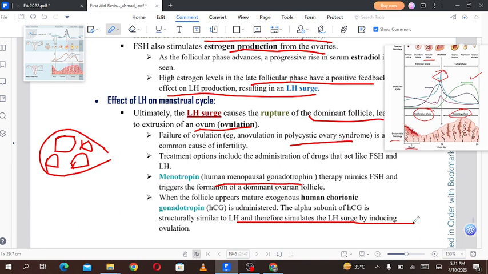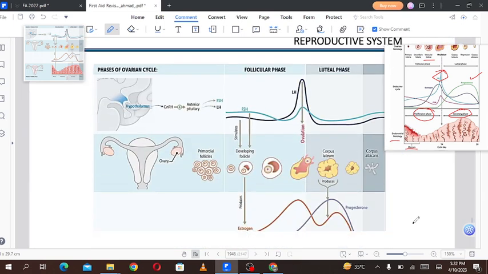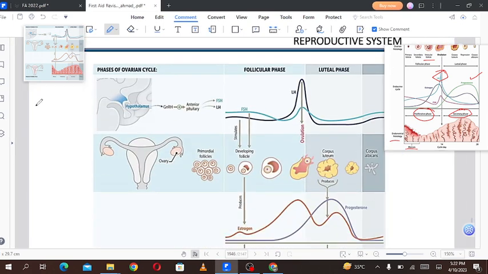So these two treatment options can be used for the treatment of polycystic ovarian syndrome (PCOS): menotropin and human chorionic gonadotropin. Menotropin will mimic the action of FSH, while the human chorionic gonadotropin will mimic the action of LH. Then these are the phases of ovulation. Let's study that in detail now.